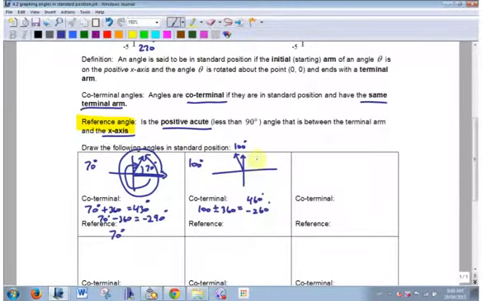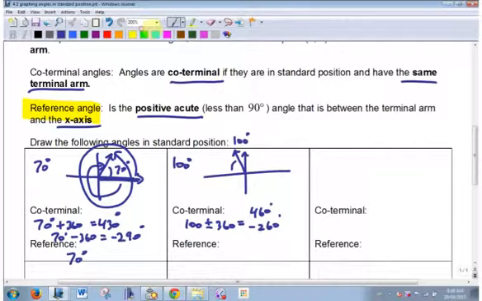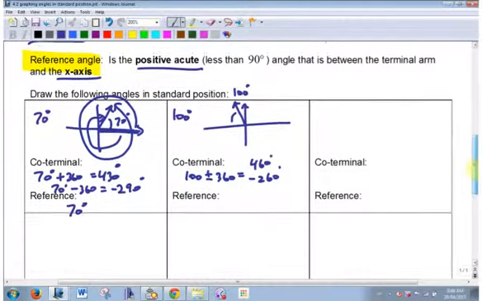What's the reference angle? Closest to the x-axis? Let's do that. Is that better, Brianna? You look really cute when you squint, but I'll be nice.